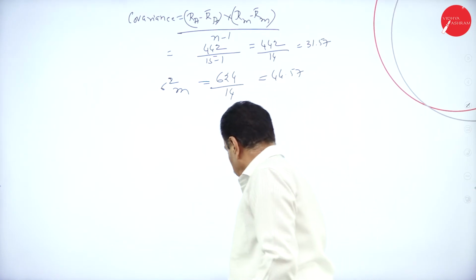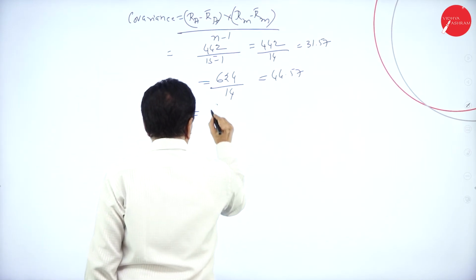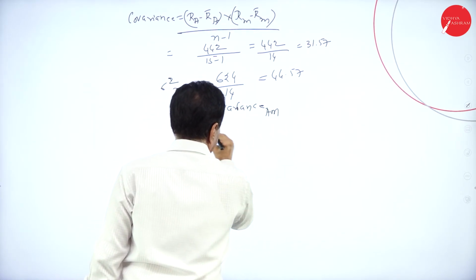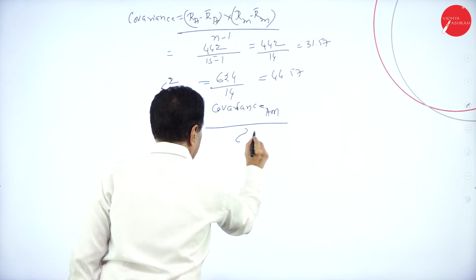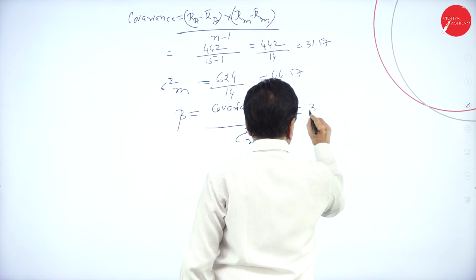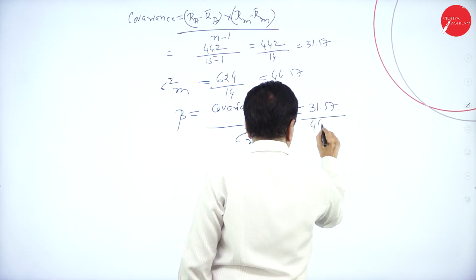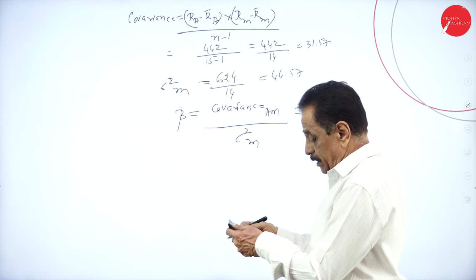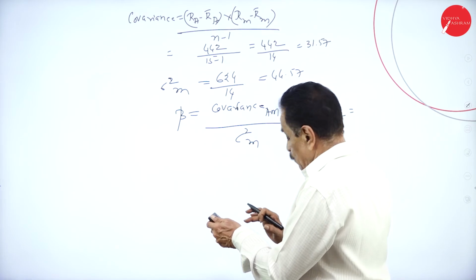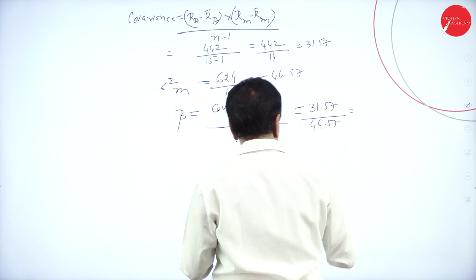Then apply beta. What's your formula? Beta is equal to the covariance of stock A and market divided by market square. Your covariance is 31.57 divided by 44.57, which is 0.708, that means 0.71.